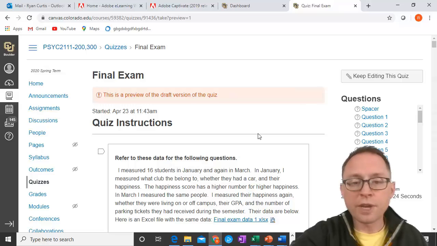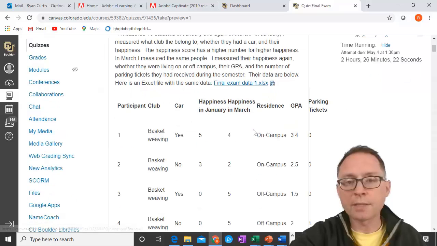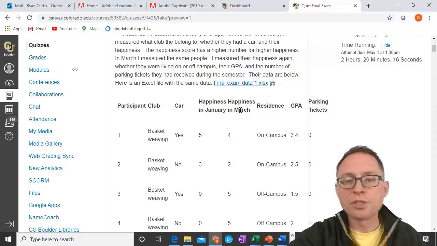So here are the data, and these are actually data that you've seen in the past. This is the participant number, the club, whether they own a car, happiness in January, happiness in March, your residence, your GPA, and the number of parking tickets. Those are the variables, and you can download them here. That'll be exactly the same way that we're going to do it for the final. So let's begin.